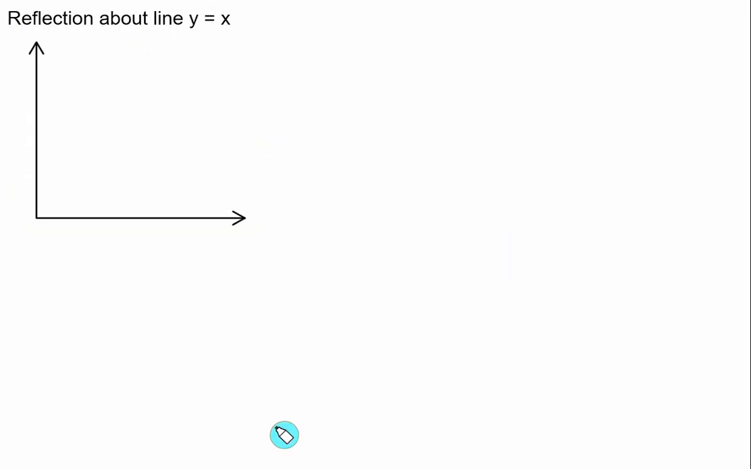Now we'll discuss the reflection about a line which has the equation y is equal to x. It means that the slope will be equal to 1. That is, the line will make an angle equal to 45 degrees with respect to both x and y axes. So let us have the x axis, y axis, and a reflection line which has the equation y is equal to x.